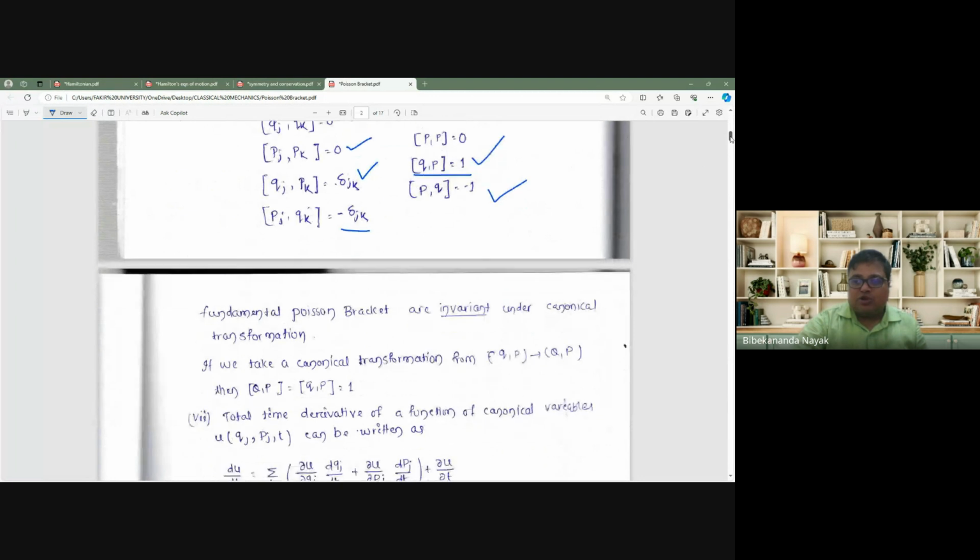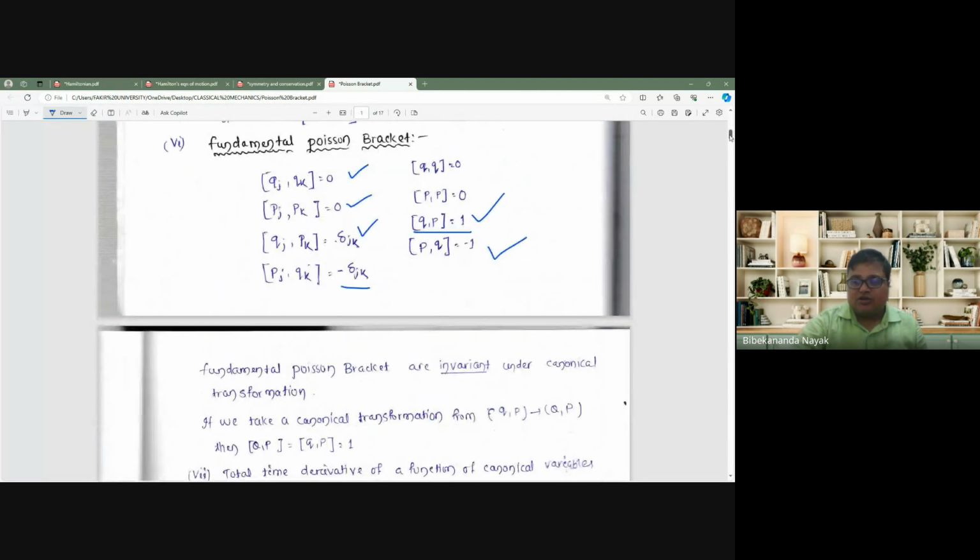The fundamental Poisson brackets are invariant under canonical transformation. If a transformation is canonical, then these Poisson brackets obey these rules for every canonical transformation.